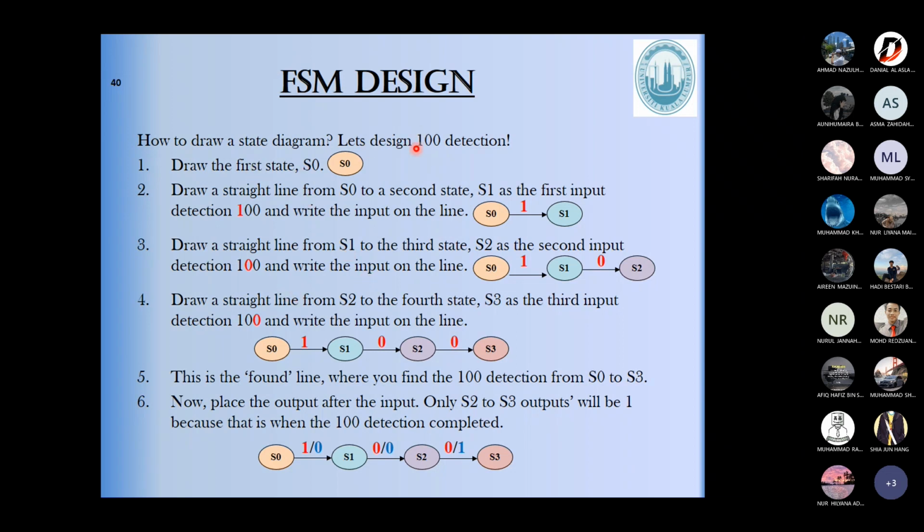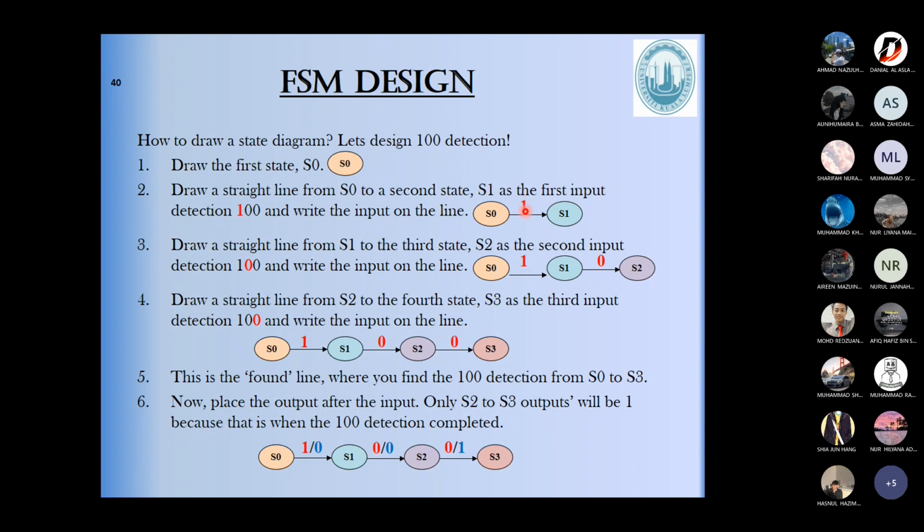So now, let's design 100. So the first one, we draw the first state, which is state 0. Okay, so saya lukis state 0 sini. And then draw a straight line from state 0 to a second state, which is S1, as the first input detection 100. Kita nak detect 100. So saya highlightkan satu ni. Kita nak jumpa bit yang pertama. Satu ni. And write the input on the line. So state 0, one straight line to state 1. Dekat atas ni saya letak 1.